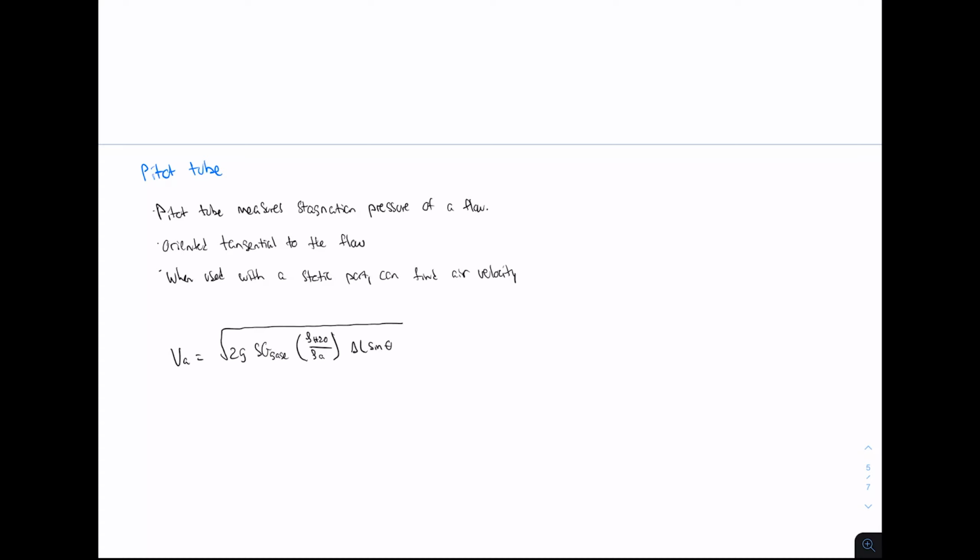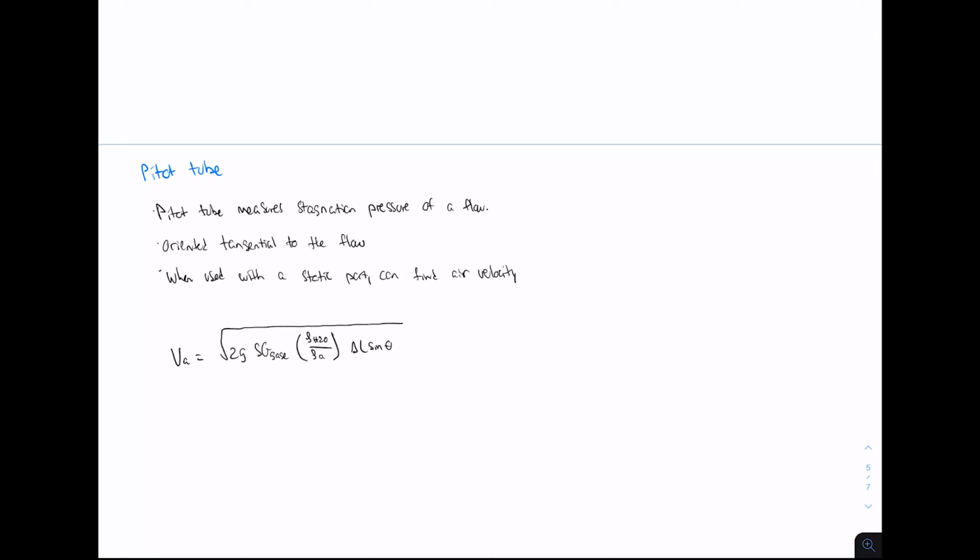Okay, so the last part of this experiment is the pitot tube. If you remember from experiment 2, we used a pitot tube in conjunction with a static pressure port, and then we used that to find the air velocity in the system.